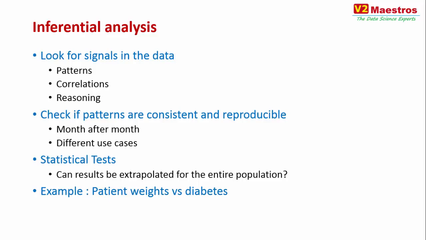Like look at Asian Americans. Do Asian Americans in California show the same pattern as Asian Americans in New York? Or do Asian Americans show the same pattern as African Americans versus other people? So you do all these kinds of segmentation, and then you do all this profiling during the inferential analysis, and you come up with and validate all your findings during this process.